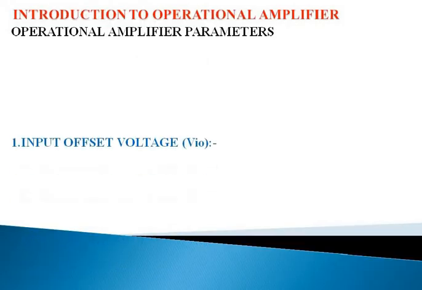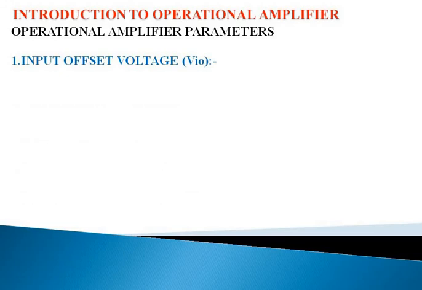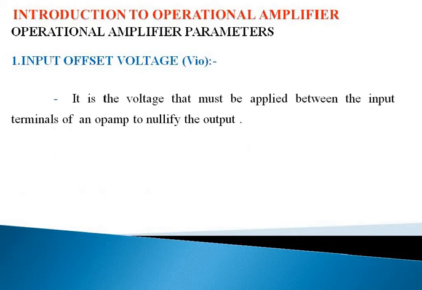Now we can see the operational amplifier parameters. First is the input offset voltage. It is a voltage that must be applied between the input terminals of an op-amp to nullify the output. That I have explained earlier. That is, when no input voltage is applied, output should be 0. But in practical case, even though no input voltage is applied, there will be some output voltage. So it should be nullified before applying the input.